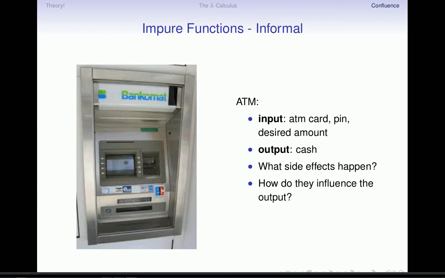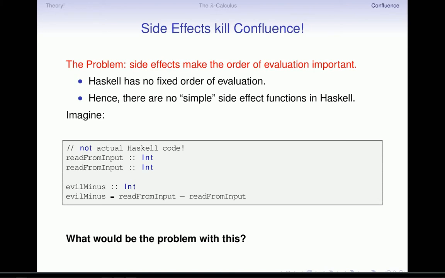This is something I do not see on the result, i.e. the money bills that I get out of the ATM. So side effects such as the state of my account influence the output. The problem with this is that side effects suddenly make the order of evaluation important. But Haskell has no fixed order of evaluation, which means that there are no simple side effect functions in Haskell.